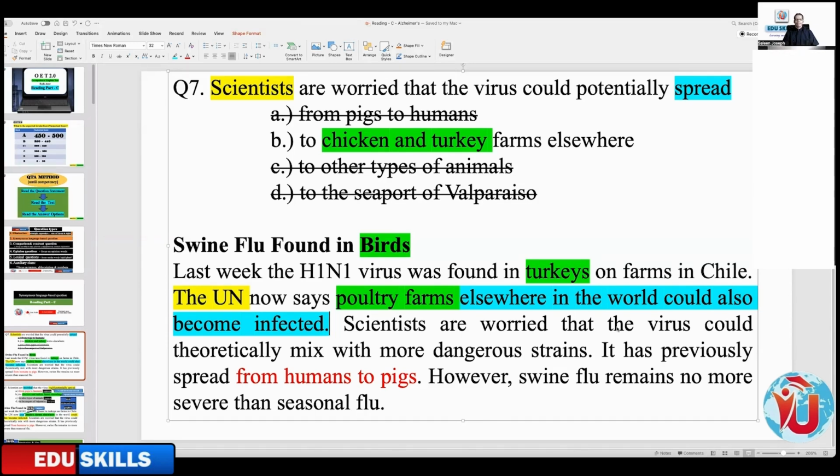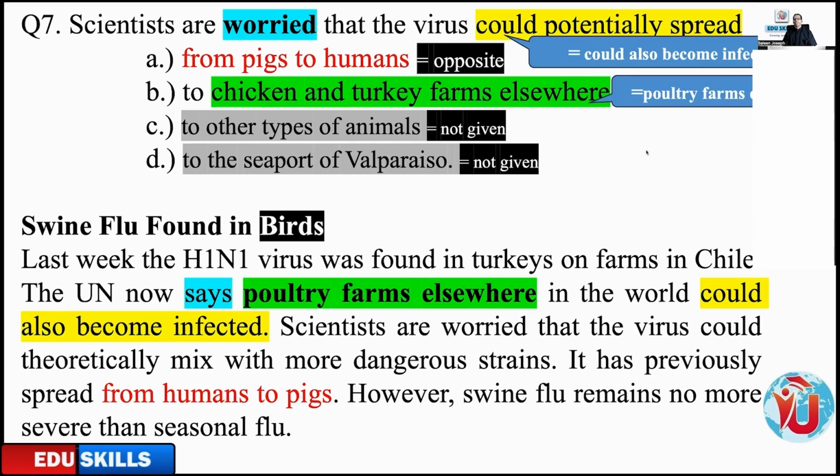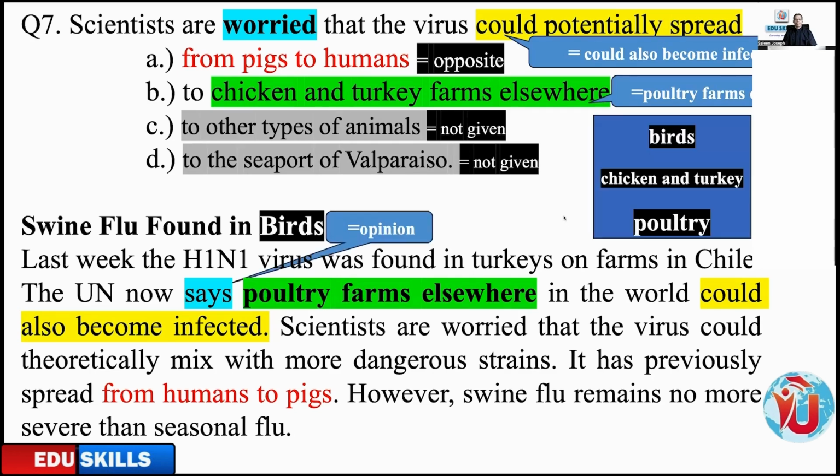I have highlighted the things for you. See, opposite. Okay, second one, chicken and turkey farms elsewhere. You should know poultry farms means it includes all the domesticated animals. Sorry, domesticated birds. So it can be turkey, poultry, or chicken, or anything. So it's synonymous. So you have this as the option. Could potentially spread is an opinion word. Says is an opinion word. Could also become infected, poultry farms, opinion word says.